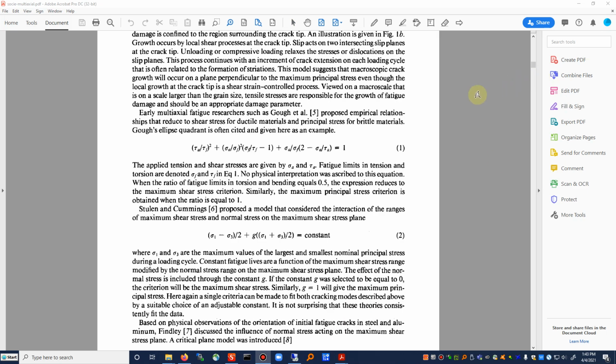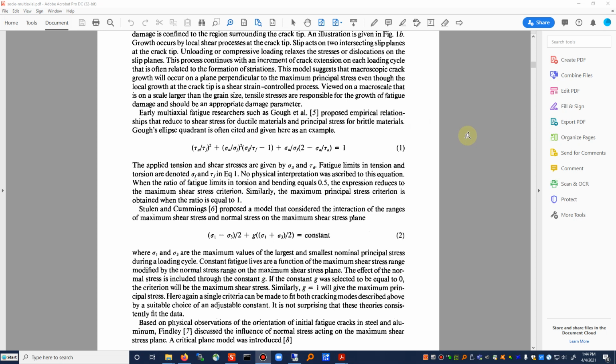All right, so as we read a little further, and I'd like for you to read this paper, it is available to you on our box folder. Early multi-axial fatigue researchers, such as Gough and others, proposed empirical relationships that reduce the shear stress for ductile materials and principal stress for brittle materials. Gough's ellipse quadrant is often cited and is given here as an example. So here we have a combination of shear stress amplitudes, a material parameter, tau f, and axial stress amplitudes, sigma a, and other material parameters in here. So it's a combination of shear and tension.